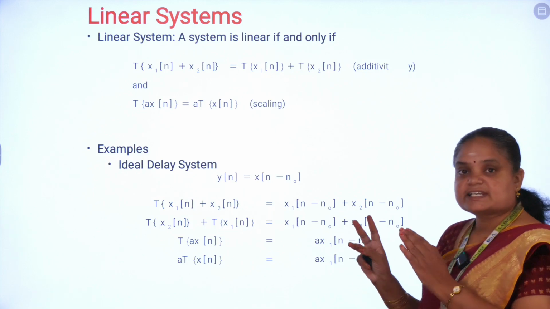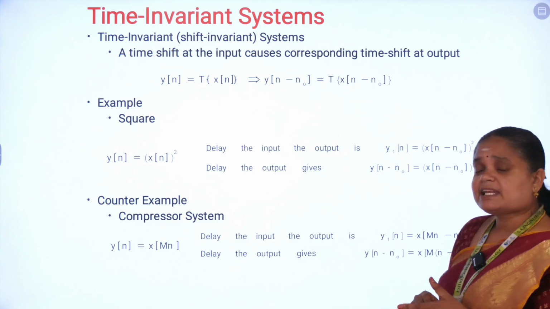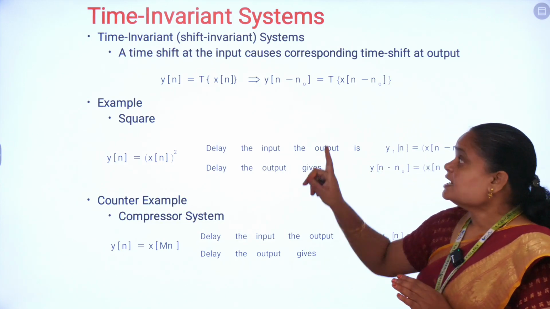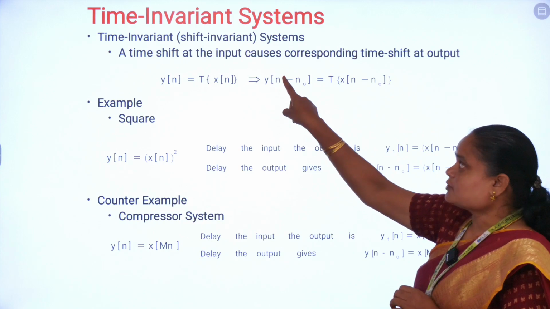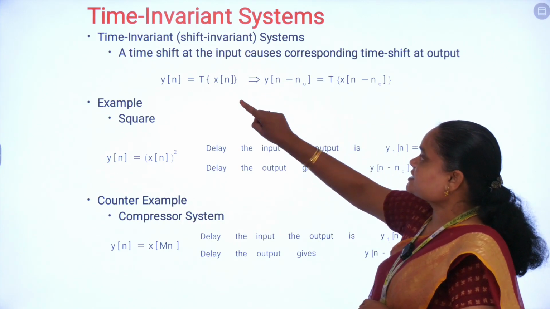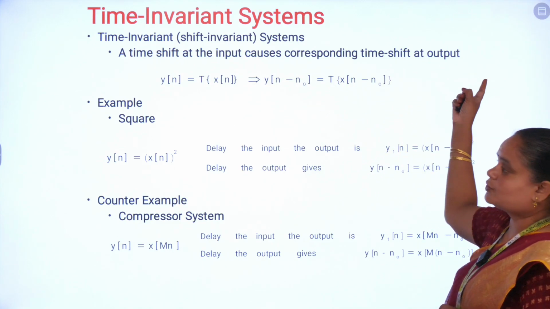So both left hand side and right hand side are equal. So the system comes under a linear system. Then we call it a time invariant system, where the system does not vary with respect to time. Time invariant system, shift invariant system: a time shift at the input causes a corresponding time shift at the output.